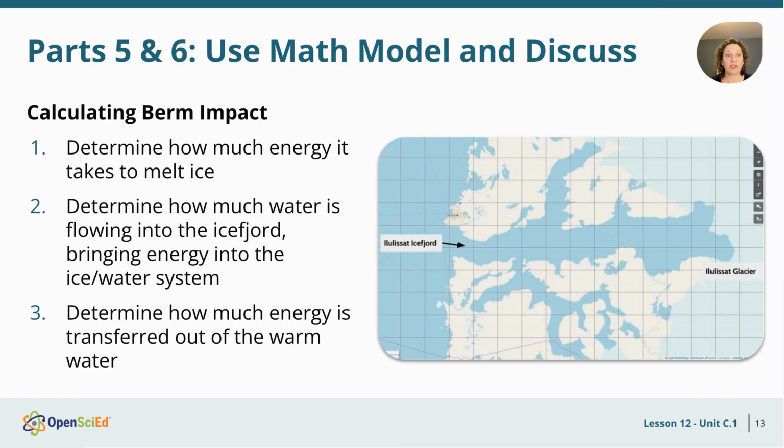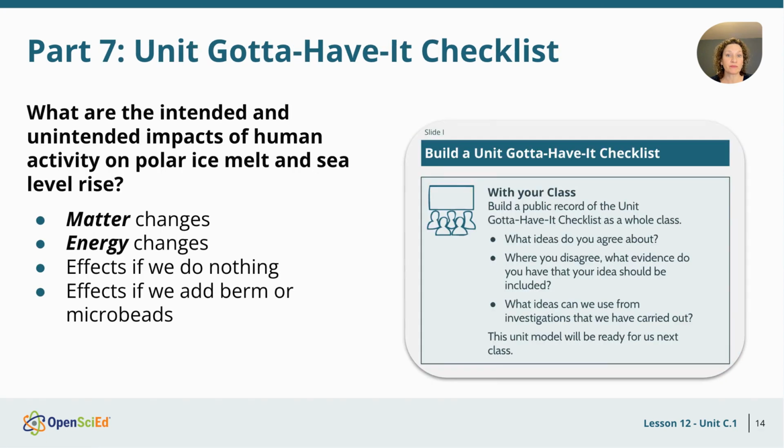First, the students will determine how much energy it takes to melt the ice. Then they will determine how much water is flowing into the Ilulissat ice fjord and how much energy that water is bringing in to reach the glacier. Finally, the students will calculate how much energy is transferred out of the warm water, causing the glacier to melt.